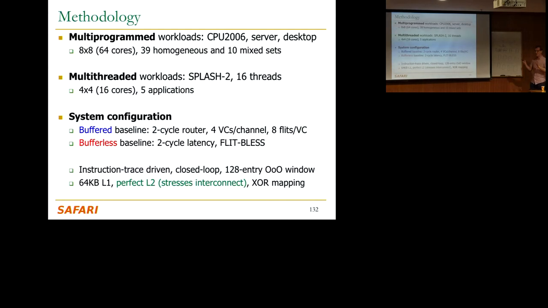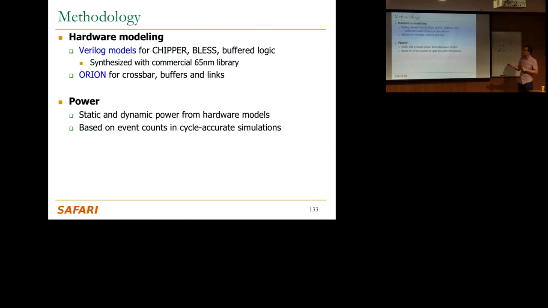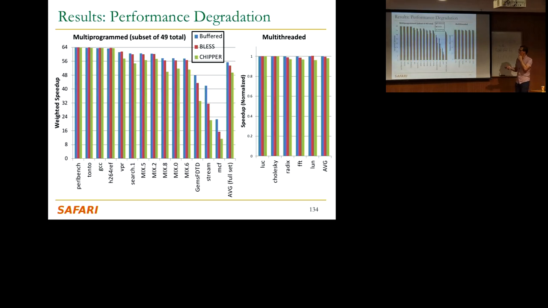Okay, so this is a more realistic evaluation than the previous one that I mentioned. This is with a real router. And we're going to look at the latency of the router also. Yeah, you can look at this. And we actually have Verilog models for different routers and power models, too. So this is the performance. This is multi-program workloads. You see buffered, BLESS, and CHIPPER.